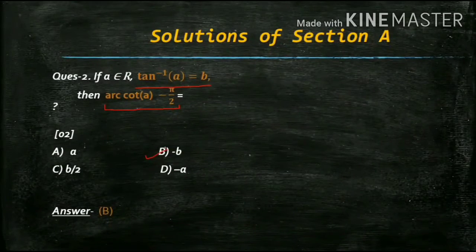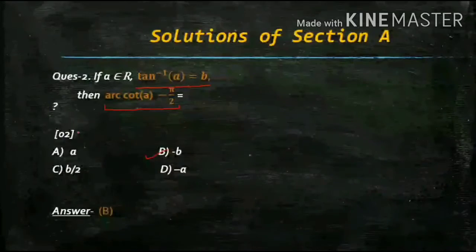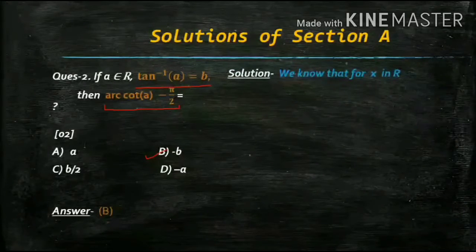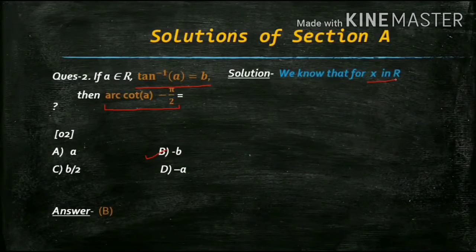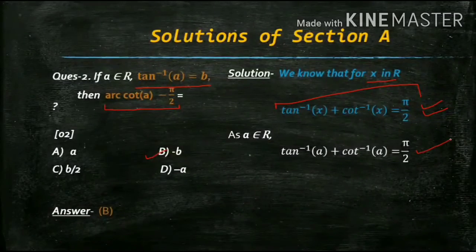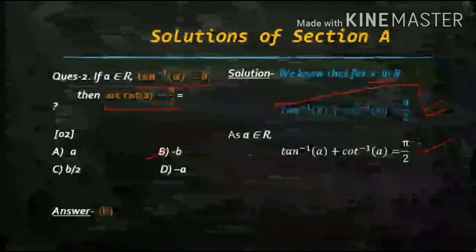Now this is also one of the easiest questions in this quiz. I have just given it so that you can check whether you know the properties or have just read them. Very easily, you know that for x in the real numbers, tan inverse x plus cot inverse x is pi by 2. You know this, right? Now A belongs to R here also, so tan inverse A plus cot inverse A is also pi by 2. Simply you have to proceed.